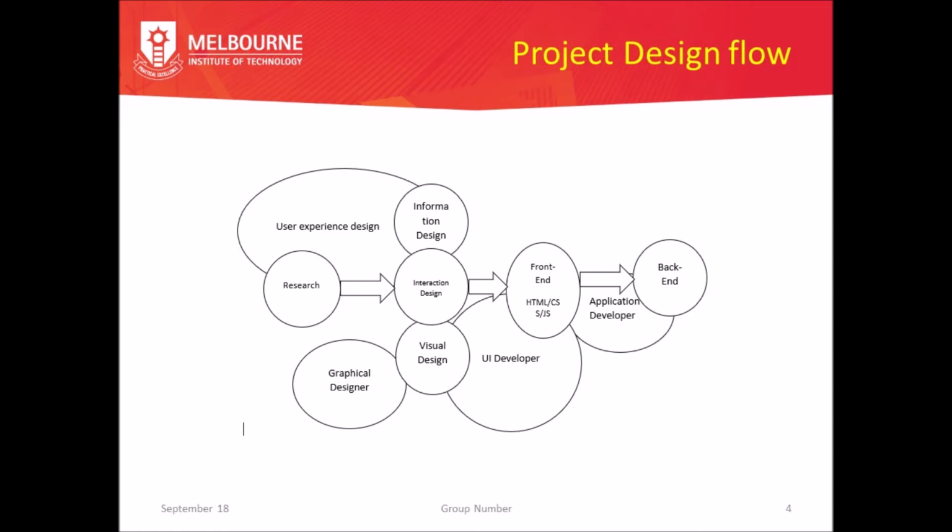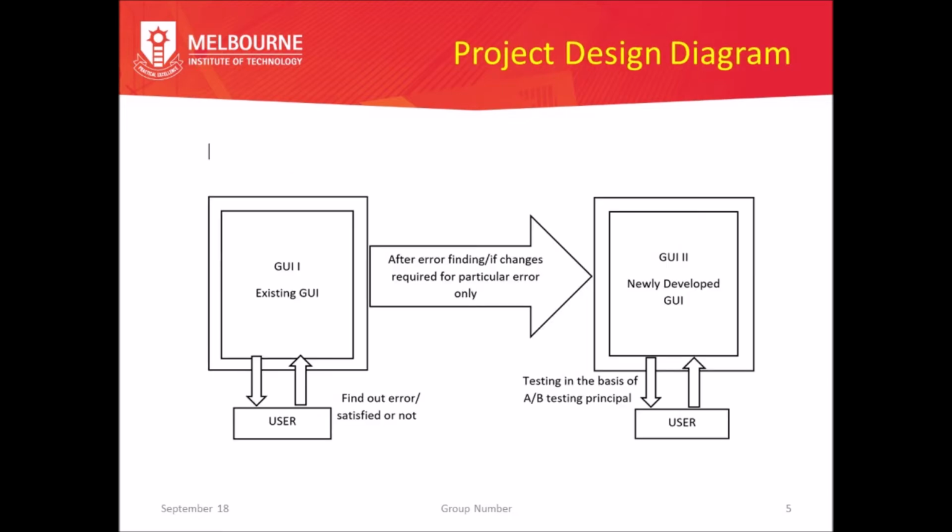We can see that this is the main project diagram flow. At the beginning, research, human interaction and information design is a part of human focus, which can be seen as a single block as user experience design. After that it goes to the visual design, which is part of graphical design. After that we go to front end interaction design and visual design, which is also part of user interface developer. And then front end and back end is the application developer. This is the proposed project flow design diagram. And after that we'll go to the project design diagram.